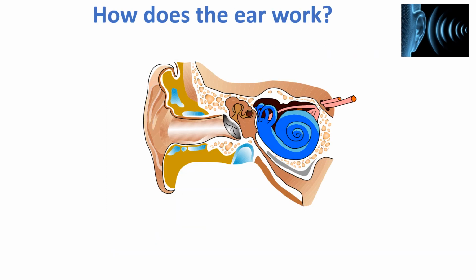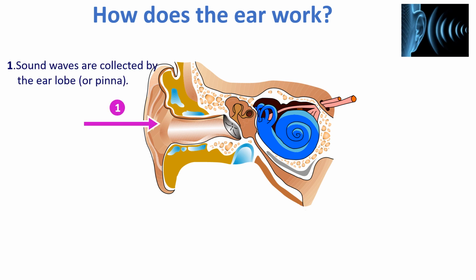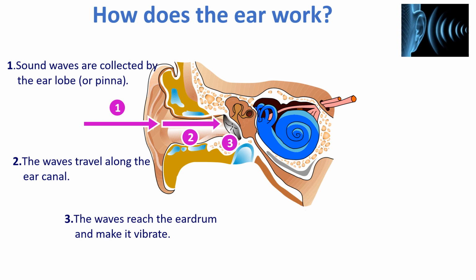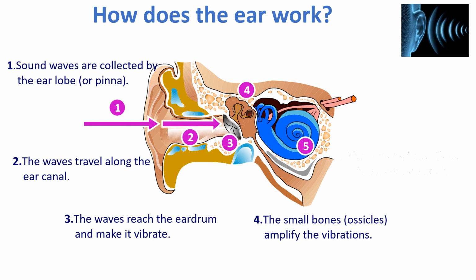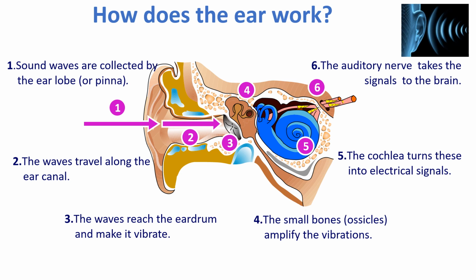So the second part of this is learning how the ear works. You can put these steps at the bottom of your page. Number 1, sound waves are collected by the earlobe or the pinna. Number 2, the wave travels along the ear canal. 3, the waves reach the eardrum and make it vibrate. 4, the small bones, ossicles, amplify the vibrations in the middle ear. 5, the cochlea turns these signals into electrical signals. And finally, 6, the auditory nerve takes the electrical signals to the brain. Again, pause the video and write these 6 steps one after another in your booklet.